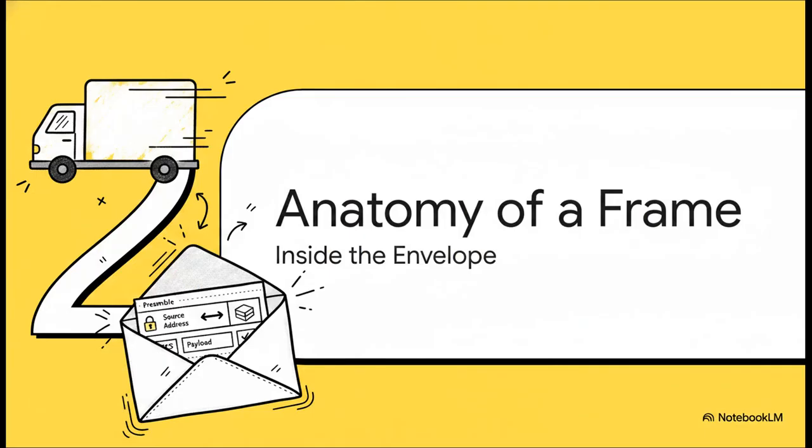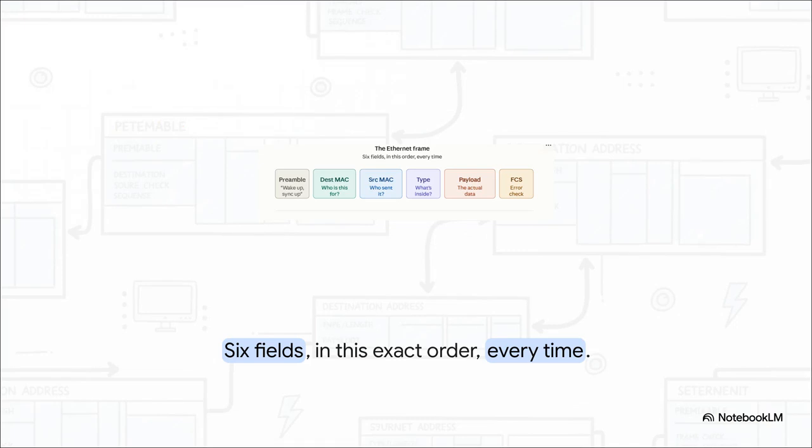Moving on to Part 2, anatomy of a frame. Let's actually open up this envelope and dissect the specific fields that make the whole thing work. Take a look at this. Every single Ethernet frame is built with these exact 6 fields, always in this exact same sequence. Whether you're sending a massive 4K video stream or just a tiny text message, this fundamental structure never, ever changes.